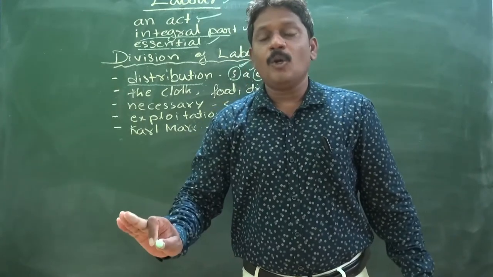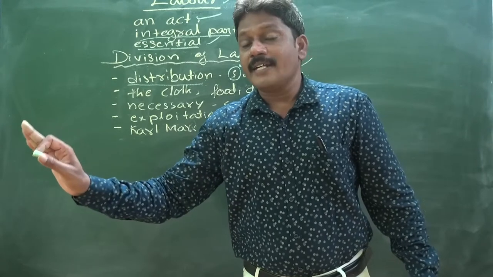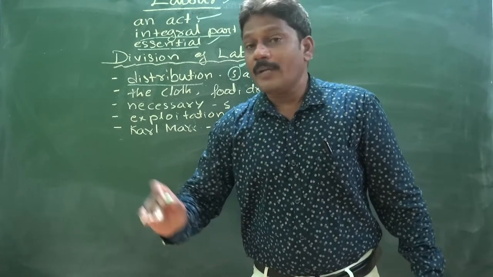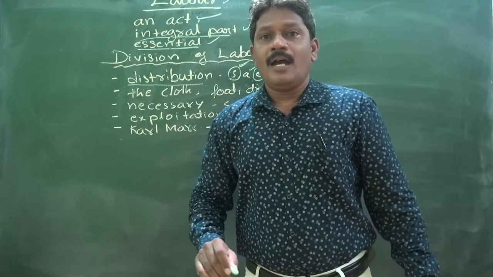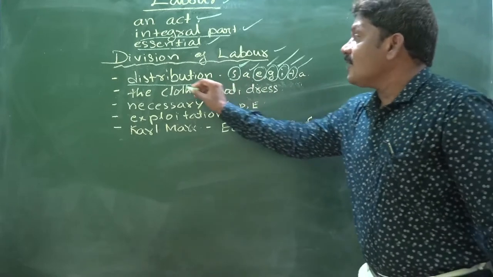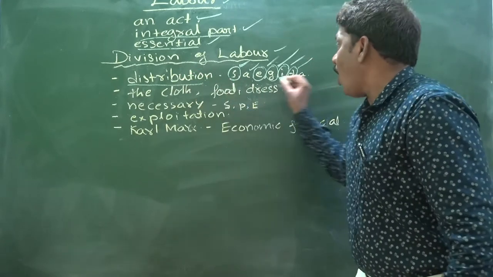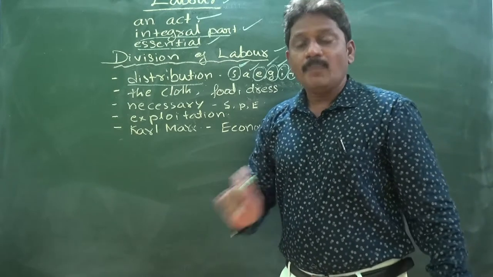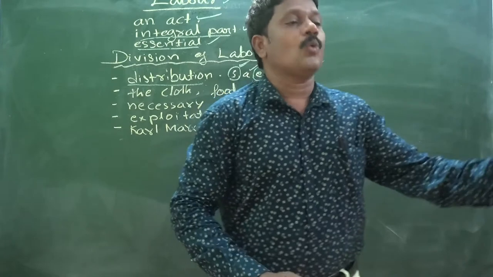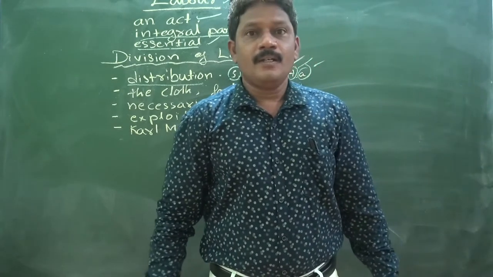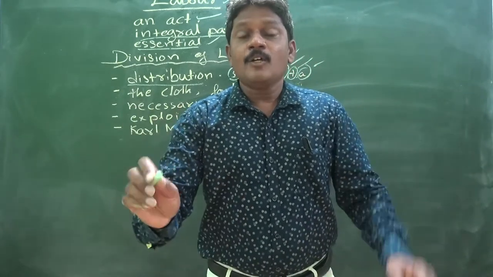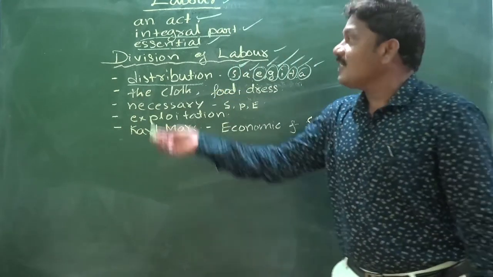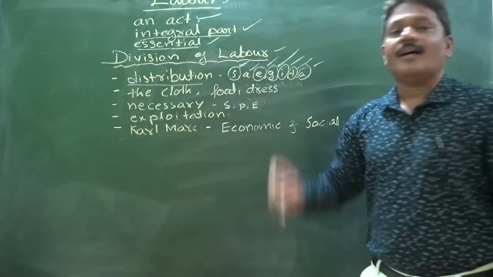Then it is possible for the work to bring satisfaction. The work gets completed, and the economy also develops. Another one is distribution based on ability. Is the ability there or not? If the ability is there, that person is able to do that work. The work is provided based on ability. Distribution of the work is called division of labor.